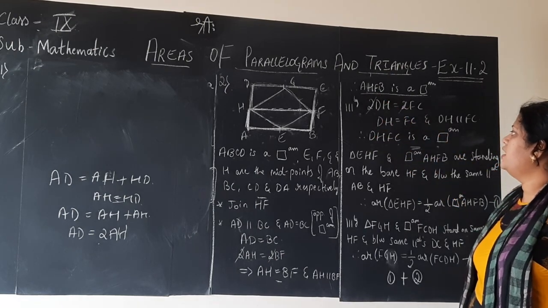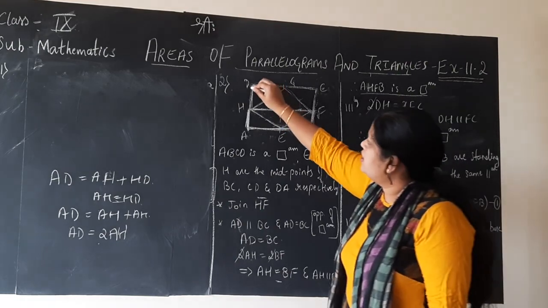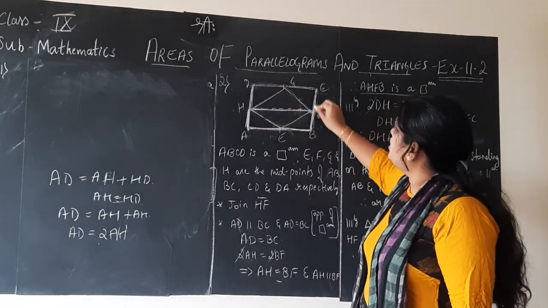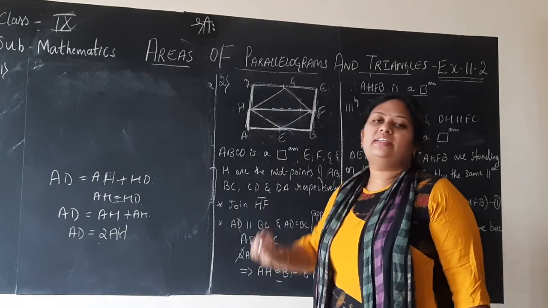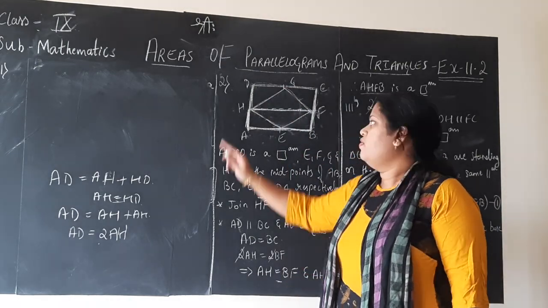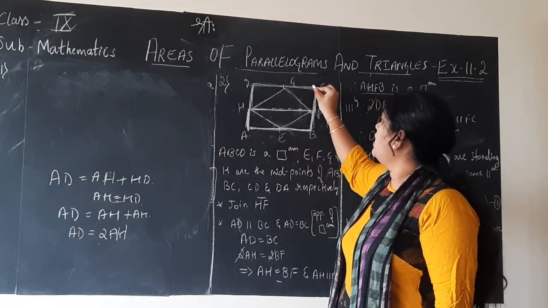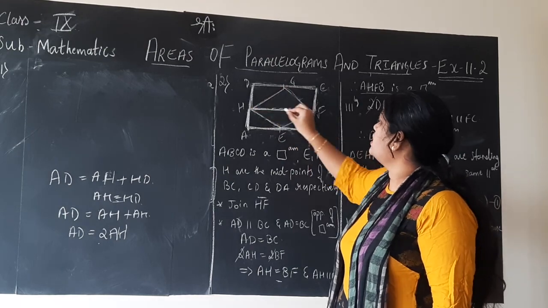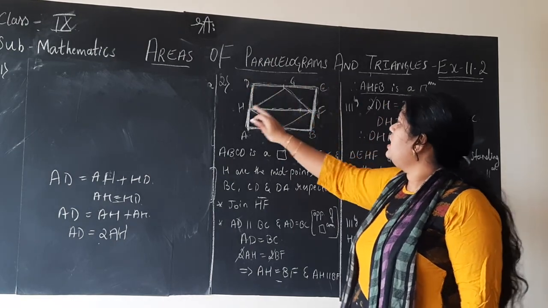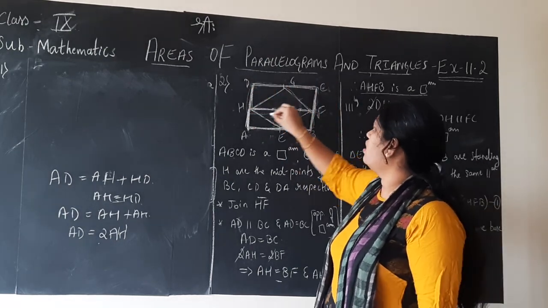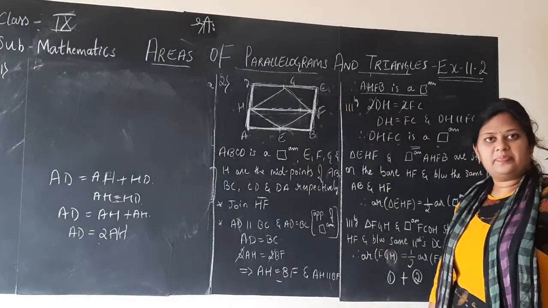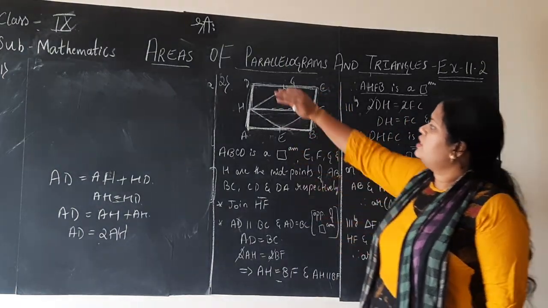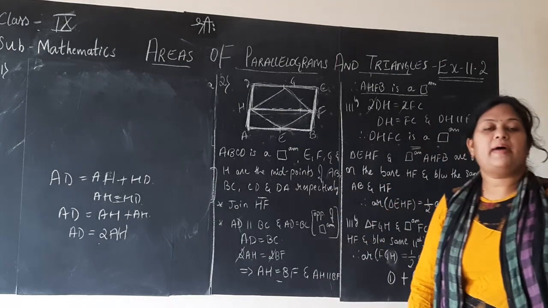Again 2 and 2 will get cancelled. We've got DH is equal to FC, as well as they are parallel to each other. Once we prove so, the same way as we proved previously, children, DHFC is also now a parallelogram. So we proved this part and this part are parallelograms.